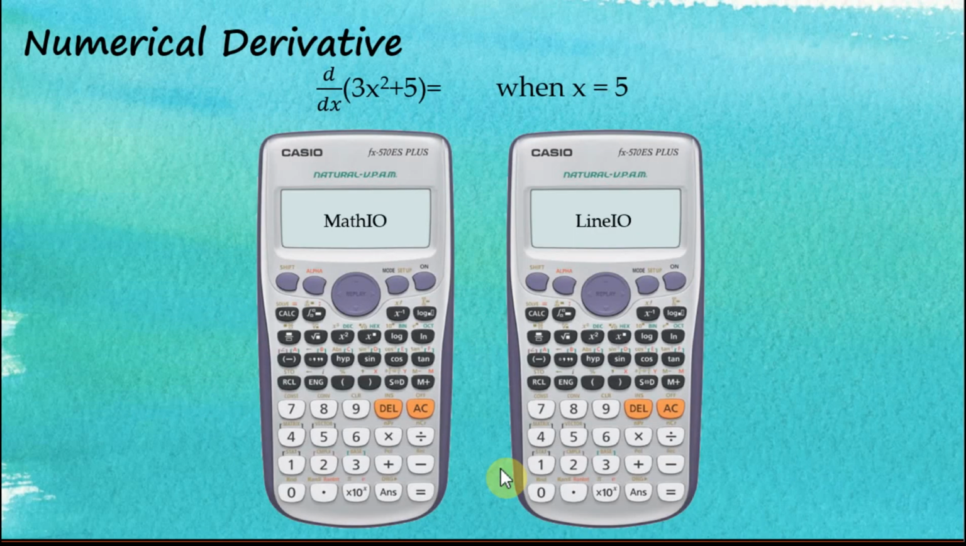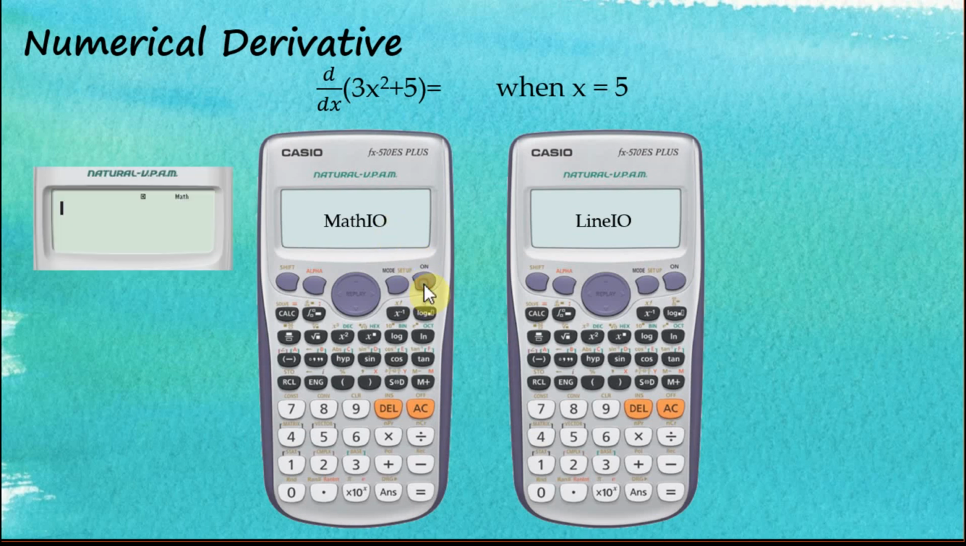In this video, I'm going to discuss numerical derivative by using Casio fx-570ES Plus calculators. I'm going to show you how to differentiate 3x squared plus 5 at the differentiation point x equal to 5. And I'm going to show you how to do this with the Math input-output and the Linear input-output. Let's start with the Math input-output first.